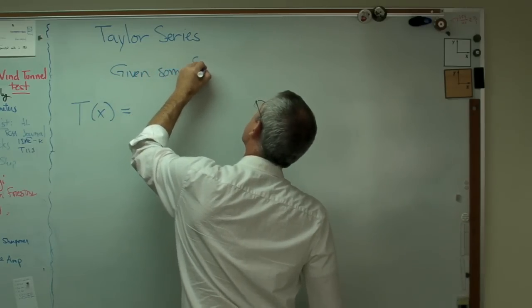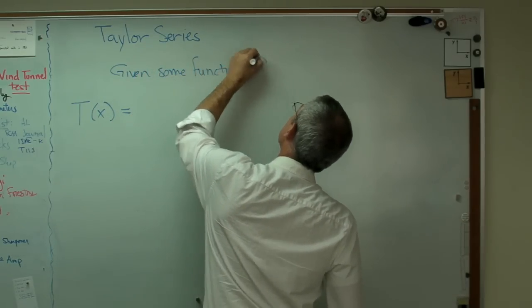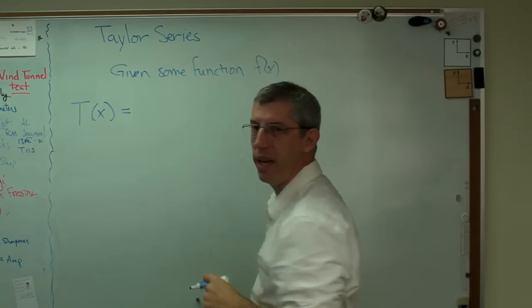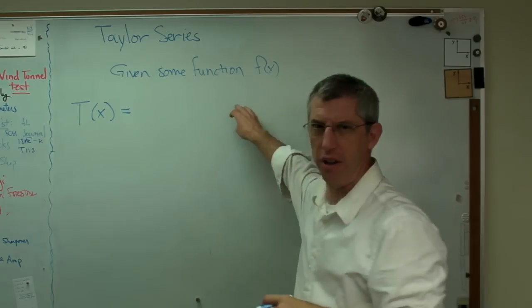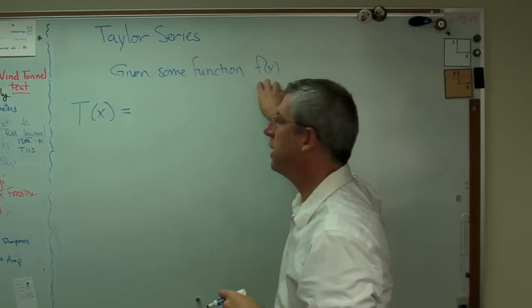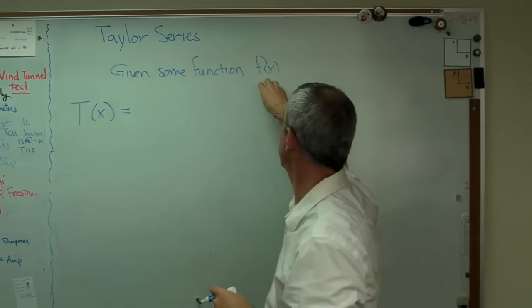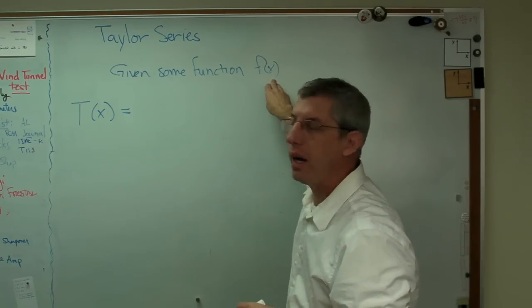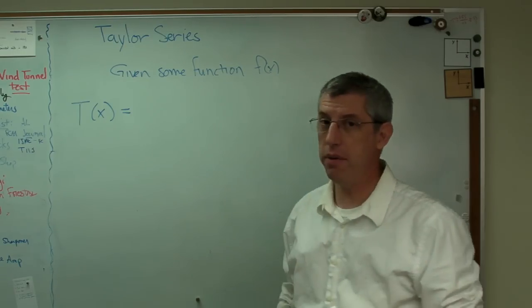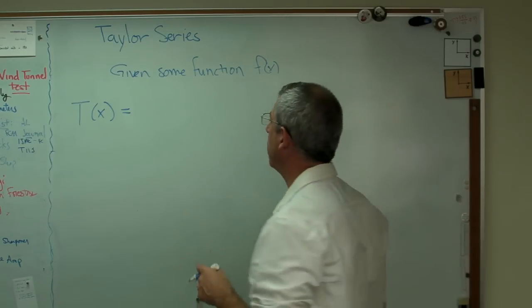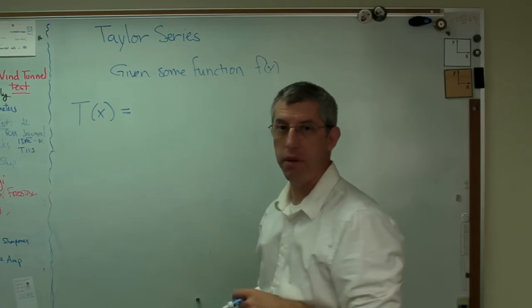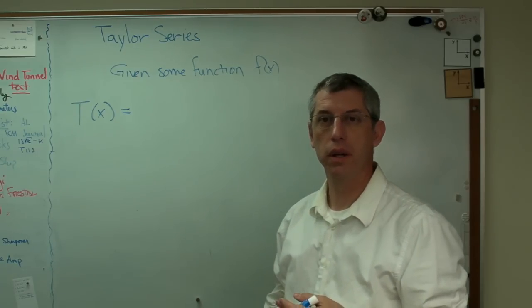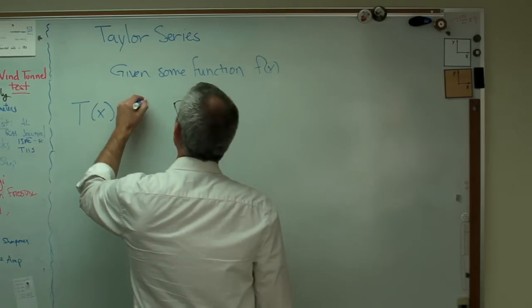Given some function f of x, and this could be some really gnarly function. I don't know what it is. I think it needs to be continuous. There's a few limitations to this, but not many. Most functions work here. It doesn't have to be very easy to work with. It can be very inconvenient. It might be very difficult to evaluate.